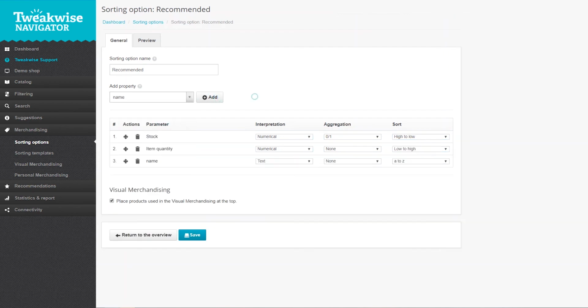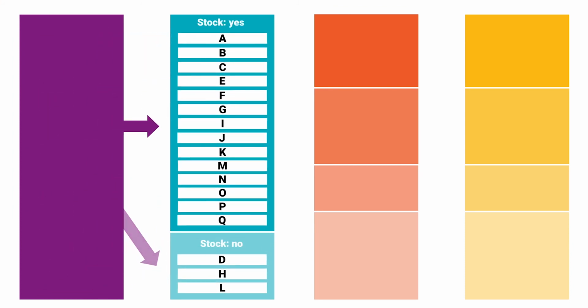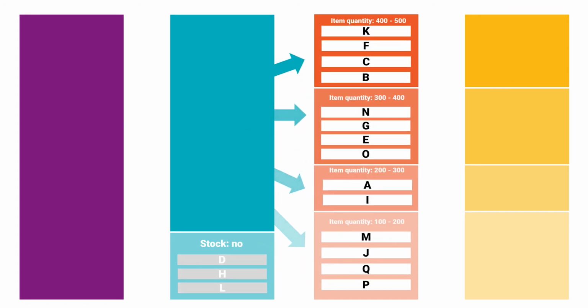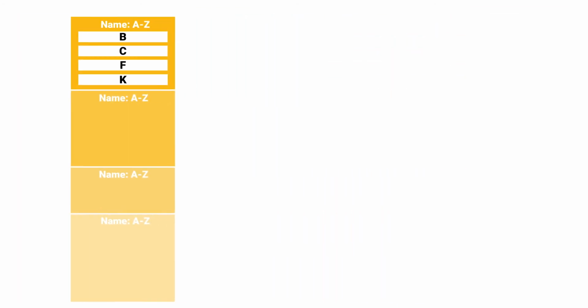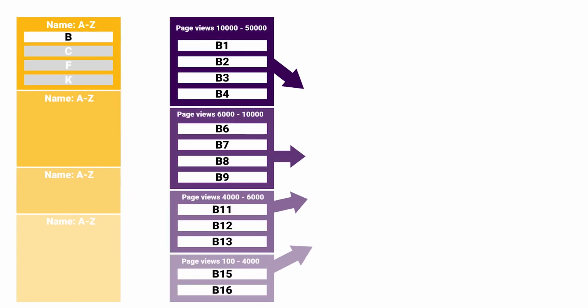The sorting follows the order of parameters that you set here. If stock is your first parameter and you set it to 0/1, all products that have stock will be shown first, followed by products without stock. If item quantity with the aggregation hundreds is your second parameter, the products that were already on top because they have stock are sorted by item quantity. If your third parameter is name, products will be sorted A through Z or in reverse within every aggregation of the previous parameter. The more parameters you add, the more intricate the branches will get and the more dynamic your product list will be.